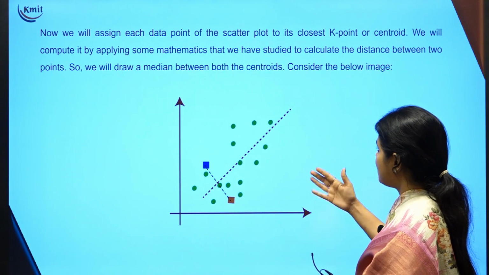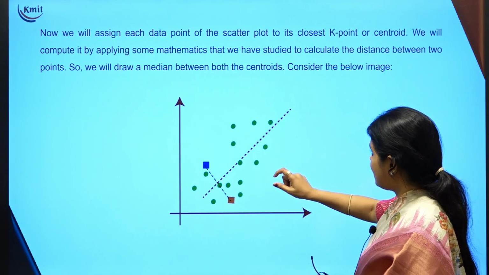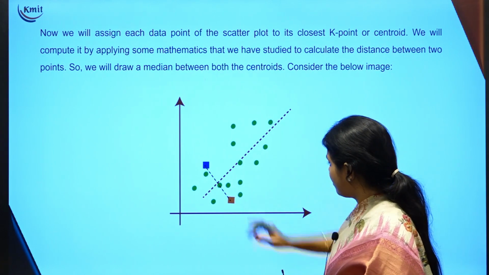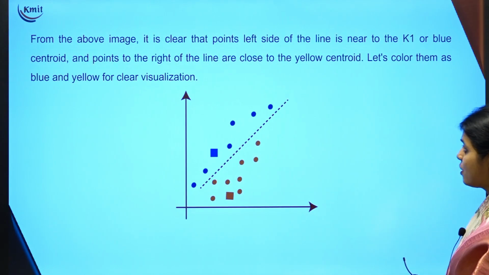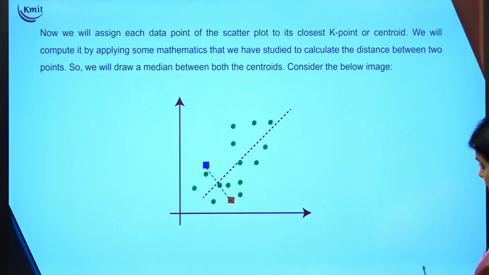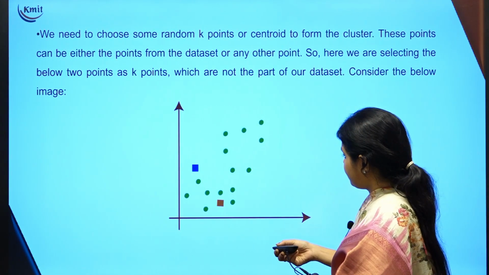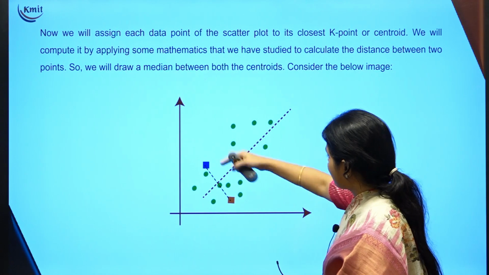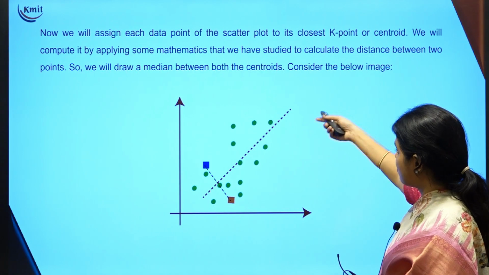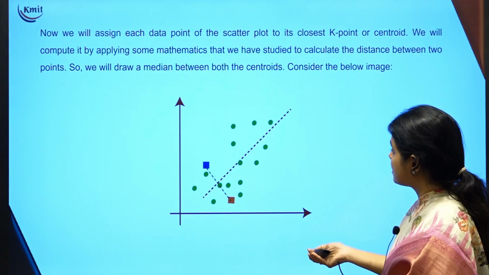So we will draw a median between both the centroids. As you can see, I am identifying each data point and assigning each data point in the scatter plot to its closest k point or centroid. From the above image, it is very clear that this is one group and that is the other group which is forming. So I am drawing a median between both the centroids. This is the median that I have drawn between both the centroids.